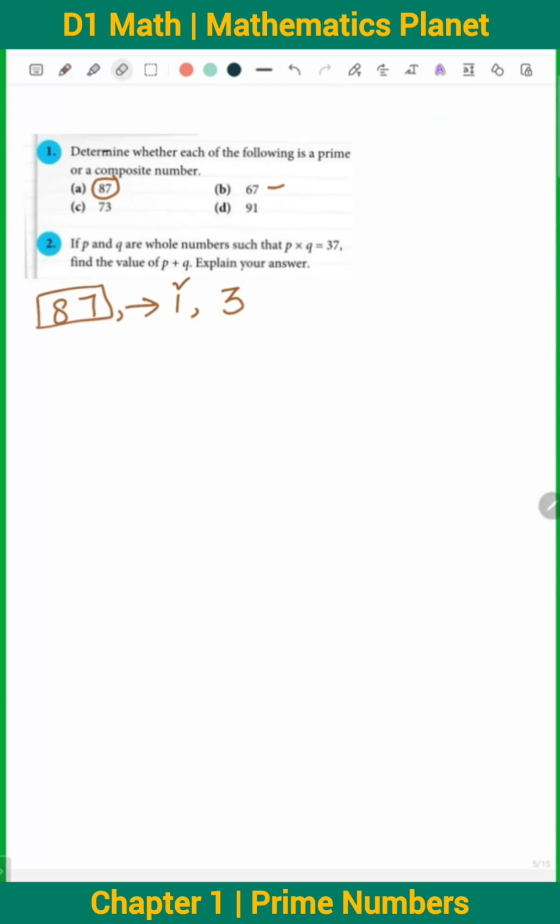So we get more than one factor for 87. So 87 is a composite number. 29 times 3 is 87. 3 multiplied by 29 is 87.